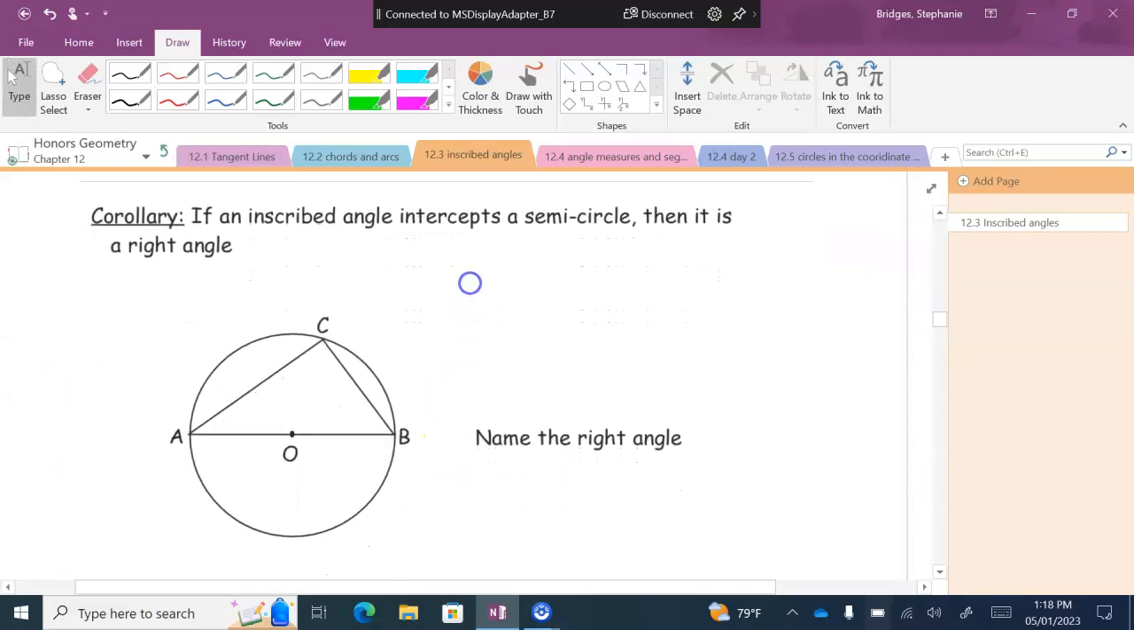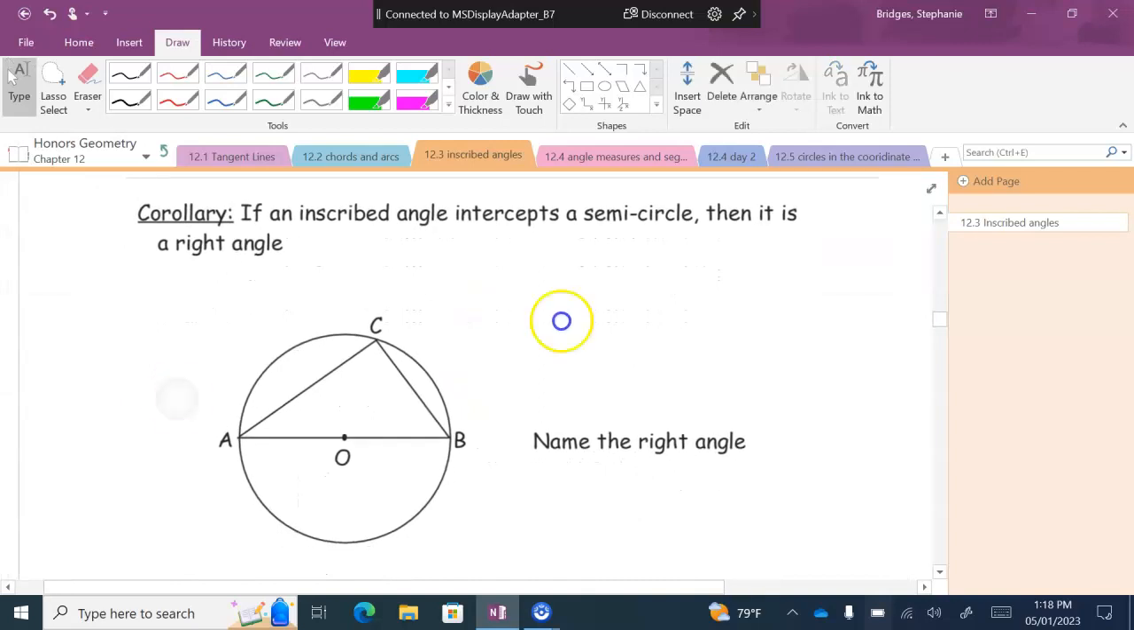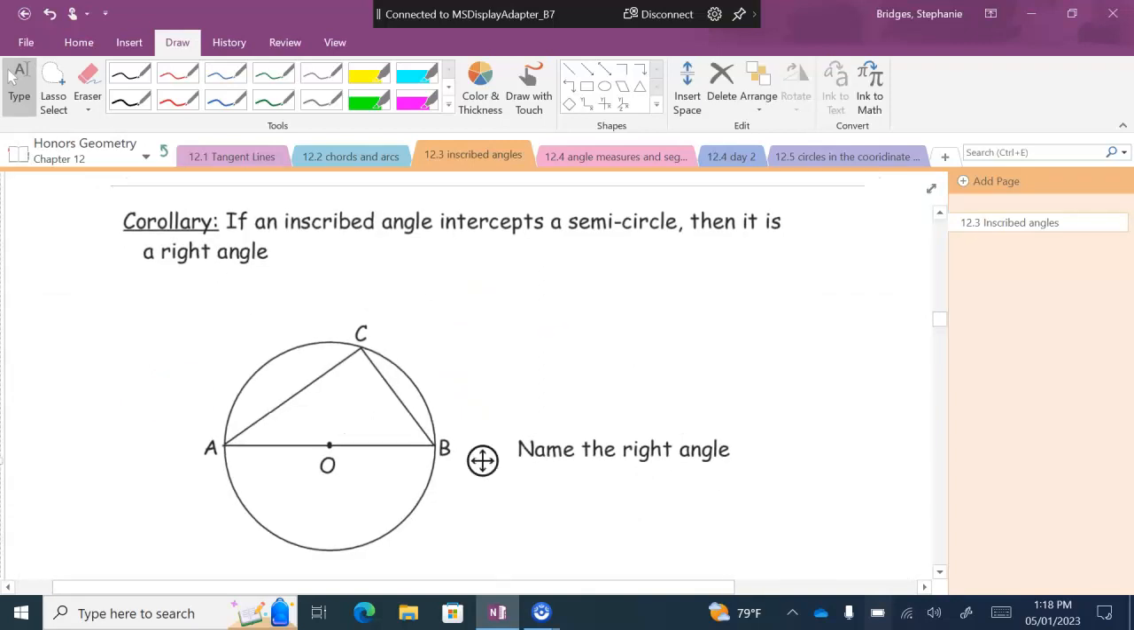All right, here's another corollary. Take a minute and write it. If the angle intercepts a semicircle, how much is a semicircle? Half of a circle, which is 180. And if an inscribed angle is half of 180, how much would that be? 90, which makes it a right angle.